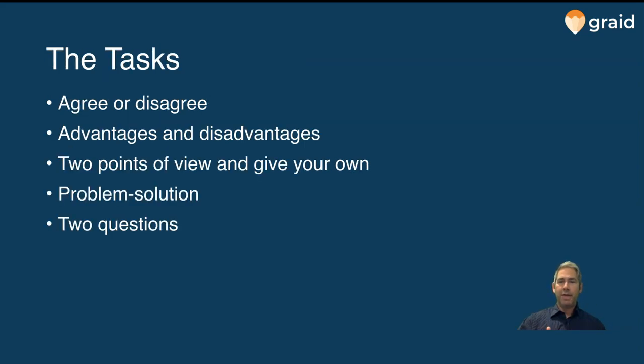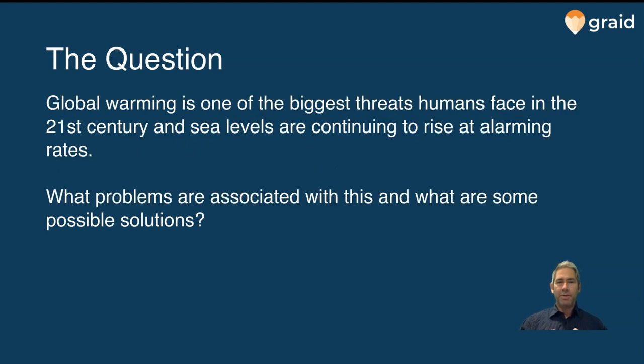There are 5 different tasks that you may encounter on the test. Sometimes there are slight variations of these, but these are the basic ones. Agree or disagree, advantages and disadvantages, 2 points of view and give your own, problem solution, or occasionally you get given 2 questions. Here is a question from the grade website. I would like you to read this question and then see if you can identify what task it is.